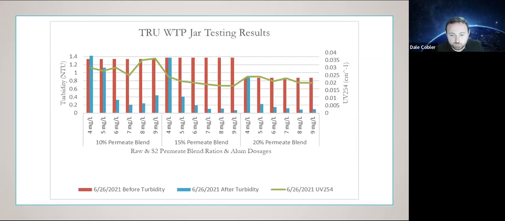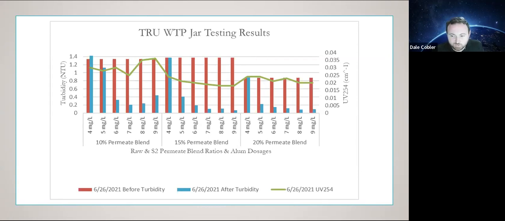Historical particle charge neutralization for the True water treatment plant, determined via particle charge analyzer, has indicated that alum optimum coagulation range is usually between 6.4 and 6.7 on the pH scale. And the green line represents the measured UVA 254 value of the coagulated and settled samples.